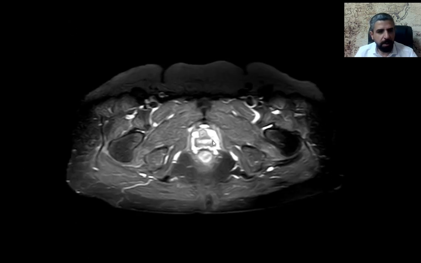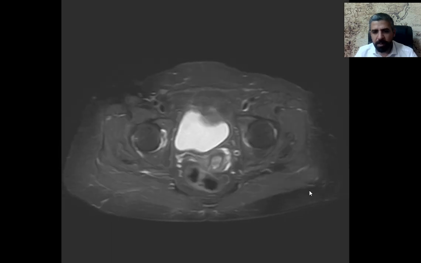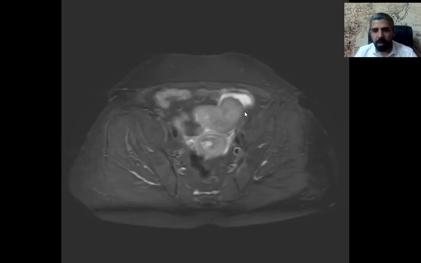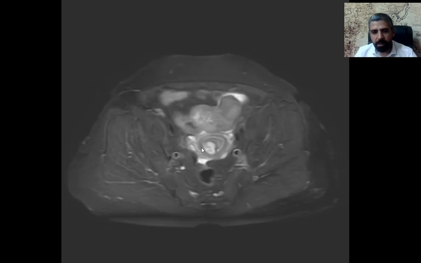And let's go to the axial T2 weighted fat saturated images. You can see the urine is bright, so it's T2, and you can see the fat in the subcutaneous tissues is dark, so it is a T2 fat saturated image. And you can see that this is the mass that we are talking about. Here there is a kind of a mass, and you can see the uterus here.